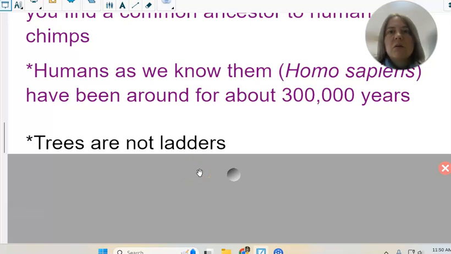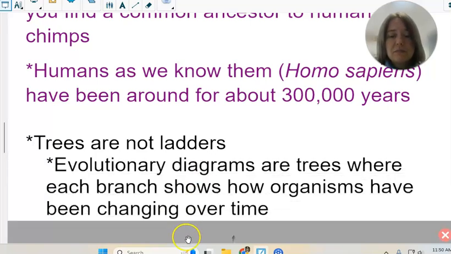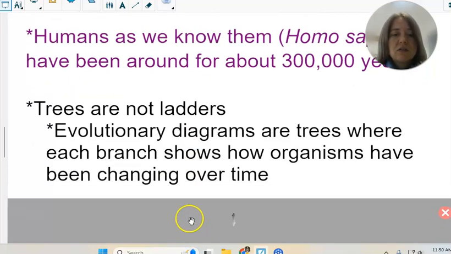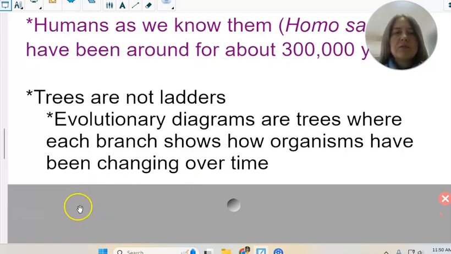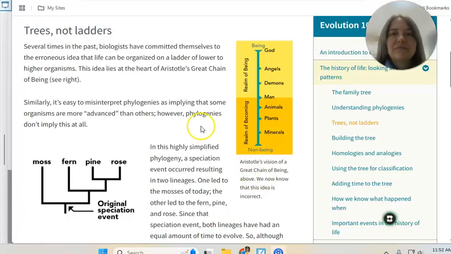Okay, another important concept is that trees are not ladders. Trees and ladders are different things. So please write this down. Evolutionary diagrams are trees where each branch shows how organisms have been changing over time. And we're going to look at some examples and some diagrams for that. All right, so again, trees are not ladders.